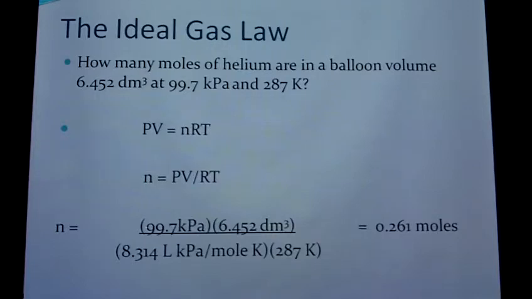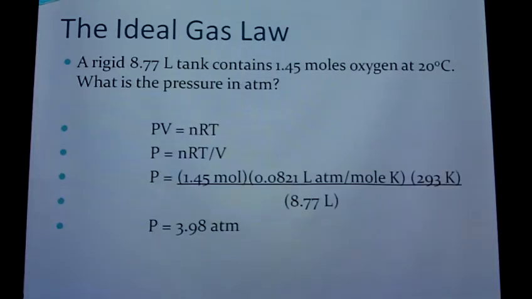n then is equal to, and we'll plug in. For pressure, 99.7 kilopascals is the pressure. For volume, 6.452 cubic decimeters. R is 8.314 liter kilopascals per mole per degree Kelvin. And the temperature is 287 degrees Kelvin, for a number of moles of 0.261 moles. 0.261 moles of gas.